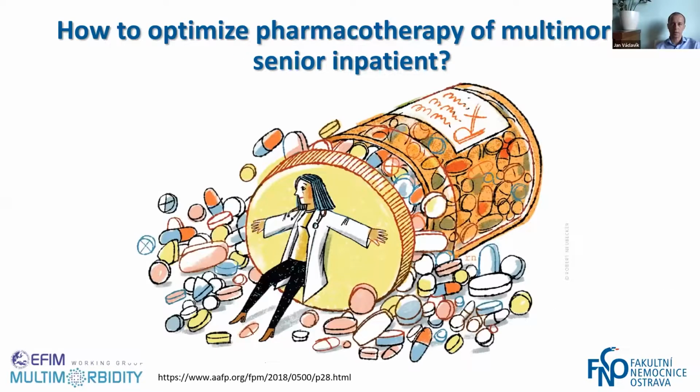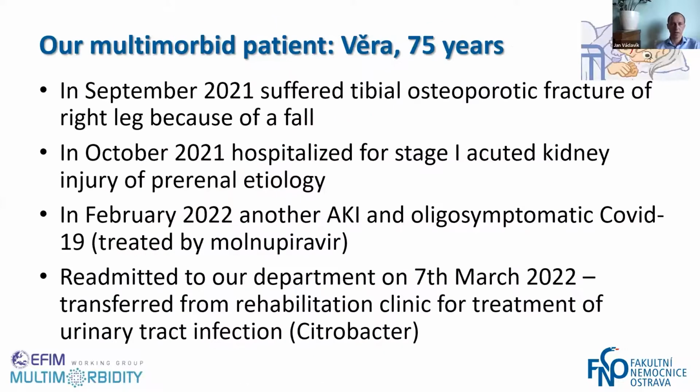So, in practice, what shall we do in our hospitals with multimorbid seniors with pharmacotherapy? I would like to show you a case from our hospital. It's a 75-year-old lady called Vera. She had a fracture after a fall in September last year. And in October, she was admitted for stage 1 acute kidney injury of renal etiology.